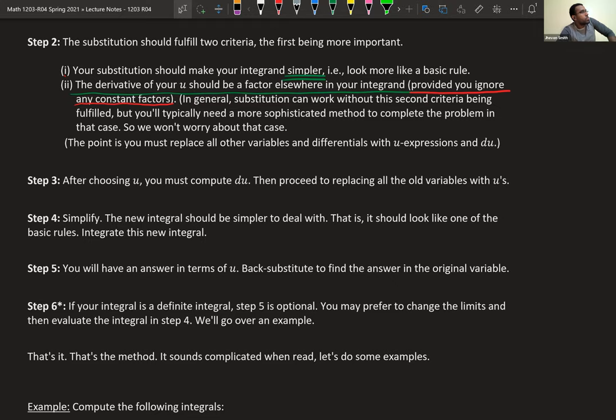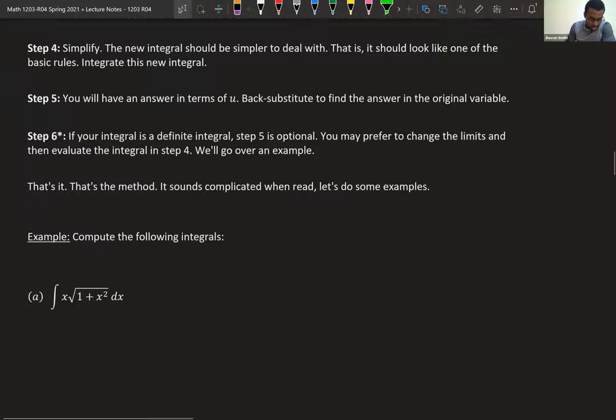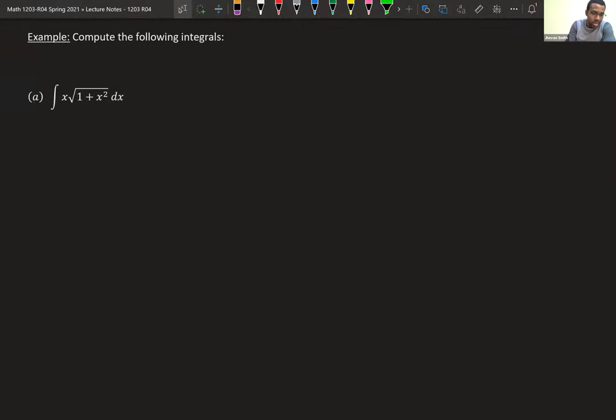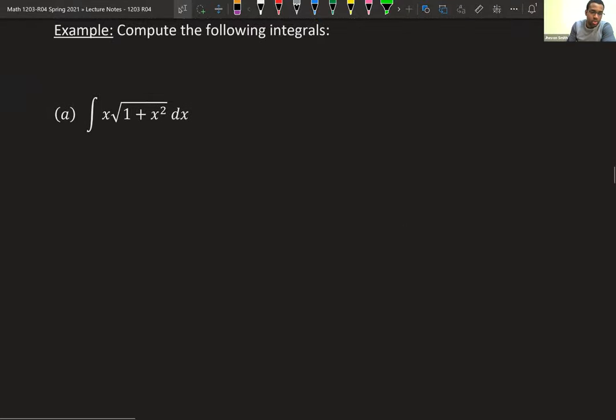It's also possible to do a definite integral using substitution, in which case you have a couple options you can do. And when I get to an example like that, I'll explain what those are. And at this point, don't worry if you're confused yet. Hopefully it will be more clear as we move on.